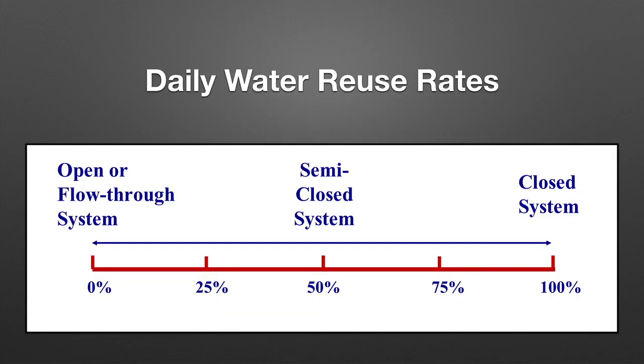This gives you an idea of the daily water reuse rates. So in an open or flow-through system, there's no reuse. The water just bypasses through the system and out into the natural environment. In a semi-closed system, such as a pond, it can be around 50% reuse, where the water is basically static. But then when we harvest the fish, we have to drain all the water out of the system, and then it needs to be replaced. Closed systems can attain upwards of 100% of daily water reuse.